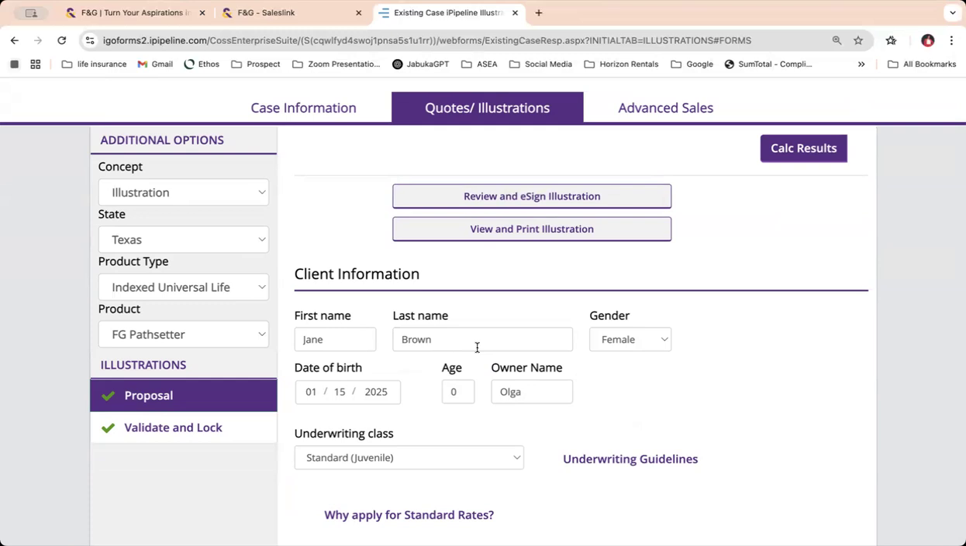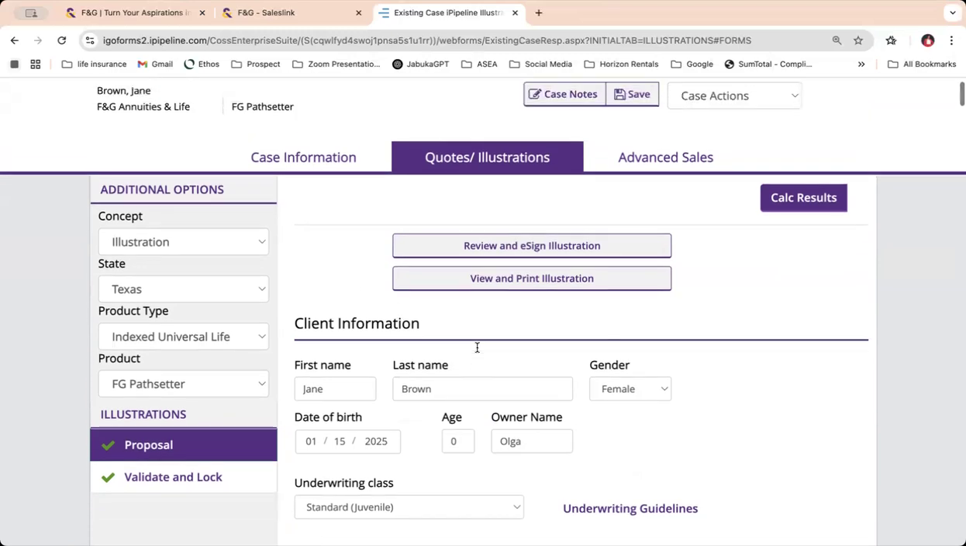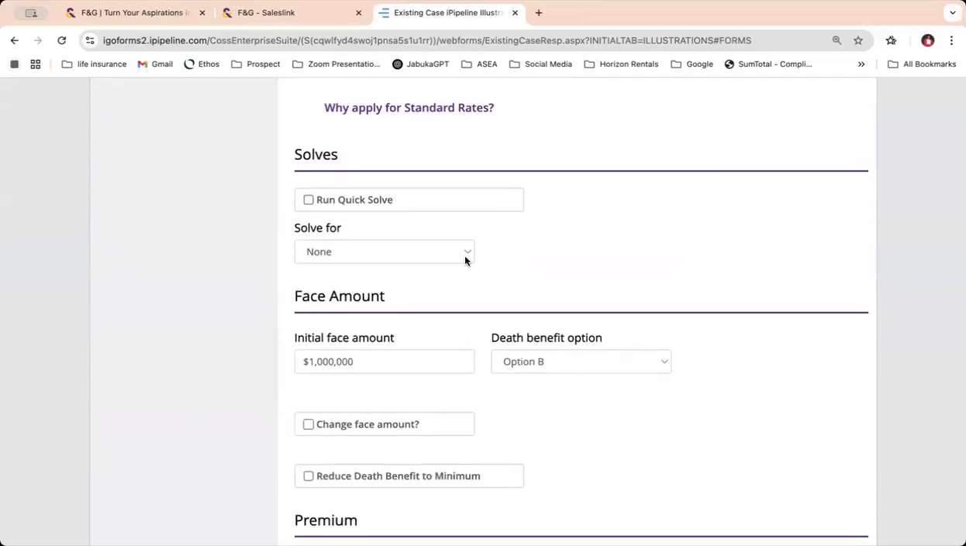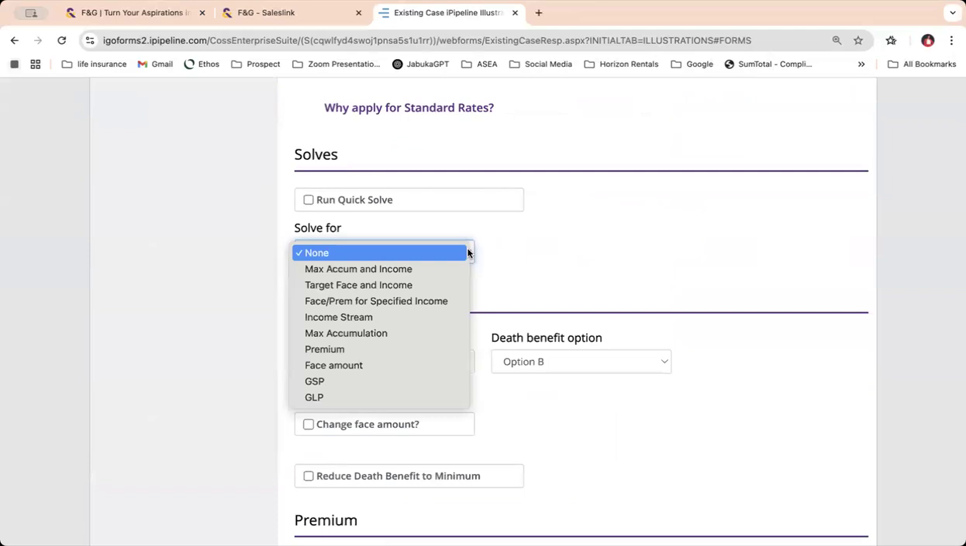Where do we go? We go to solve. Great. All right, we go to solve. What do we do there?